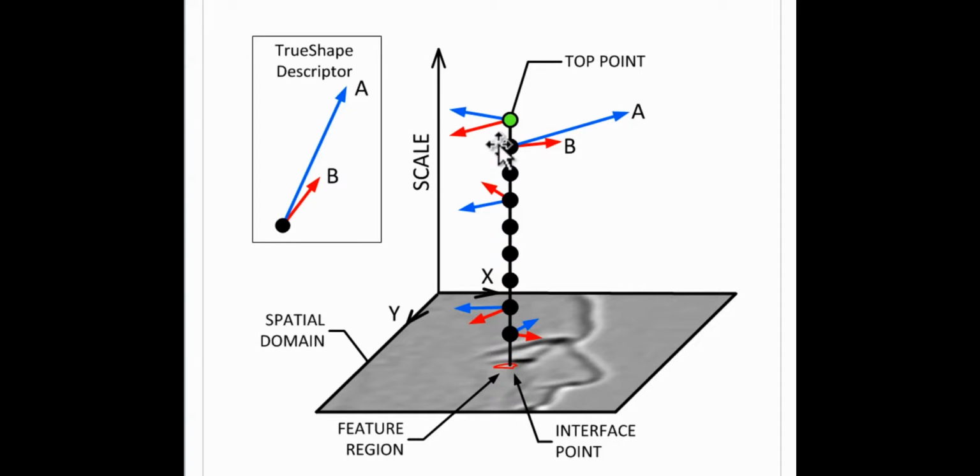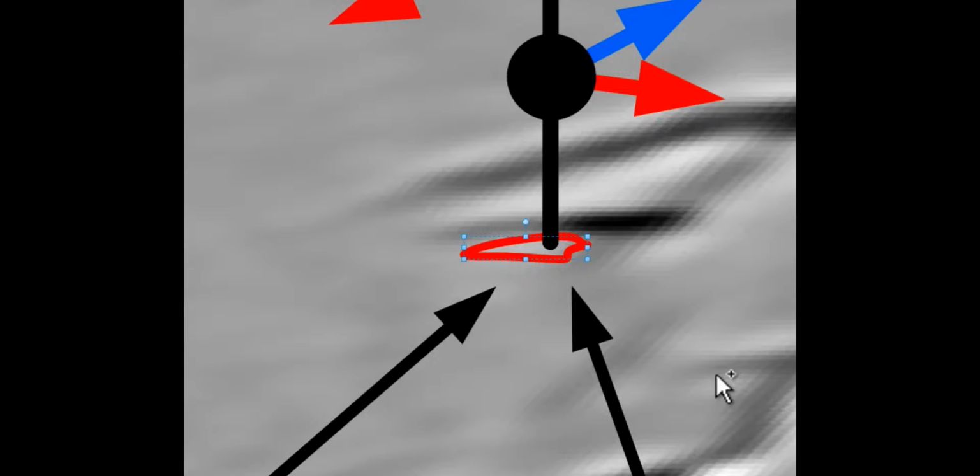The volume above the spatial domain is the scale domain, indicated in this diagram by a scale axis shown here. This is an actual unified feature region corresponding to the face shown here.